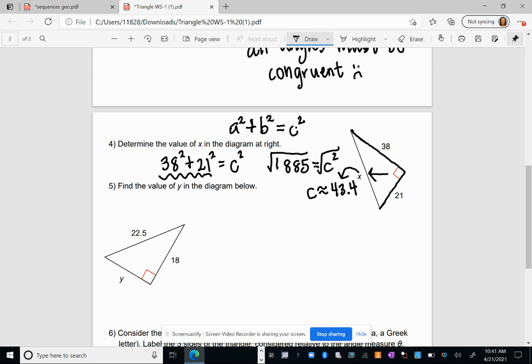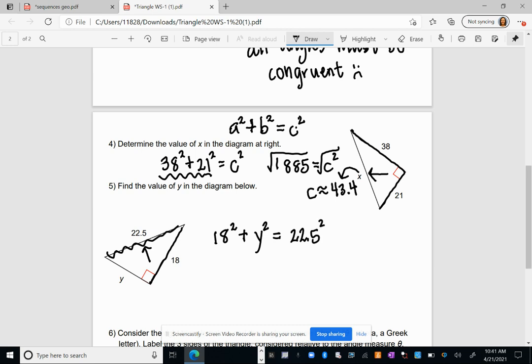All right. Number 5, another right triangle, but this time they give me the hypotenuse. See that? They give me the hypotenuse and one leg. So the 22.5 is going to get plugged in for C, and 18 is going to get plugged in for A or B. It doesn't matter which one, whatever makes most sense to you. I'm going to put it in first. 18 squared plus, I'll use Y this time since that's what they have. You could do B, it doesn't matter. And this time I know the hypotenuse.